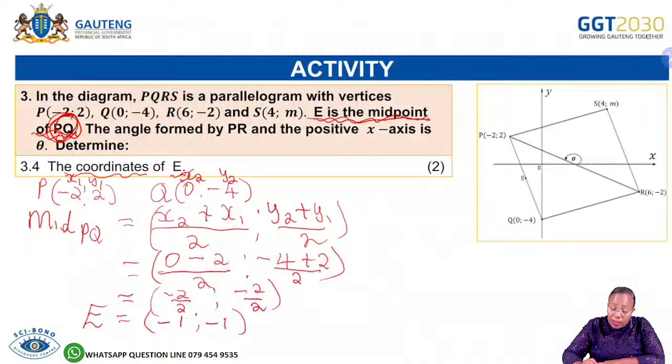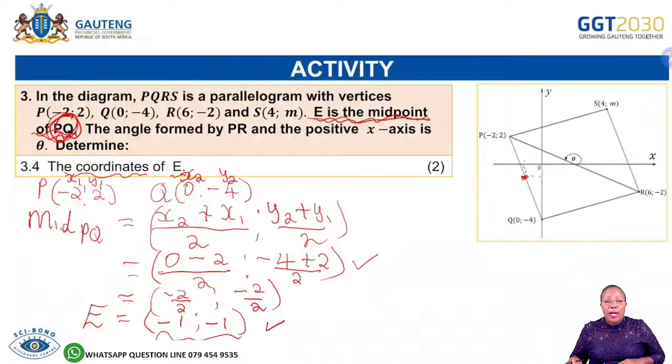Let's refer to the diagram and check: is it possible for this to be both negative? Yes, the x of E is negative and the y is also negative. So these are the correct coordinates of point E. Mark allocation is 2 marks: 1 for the substitution of the values into the correct midpoint formula, and the second mark for the correct coordinates, x and y being -1 and -1.